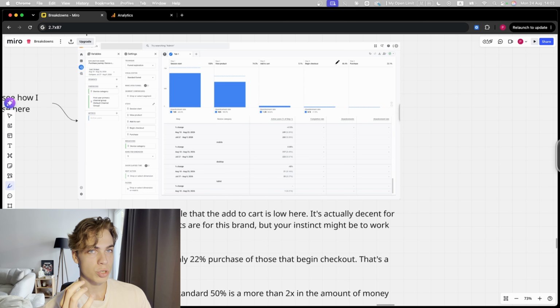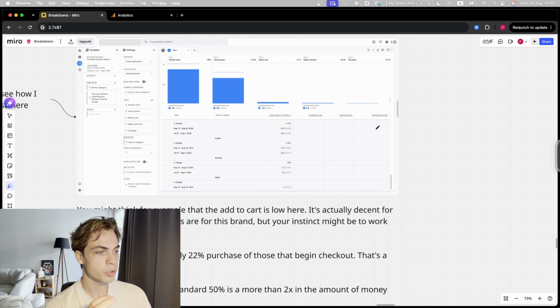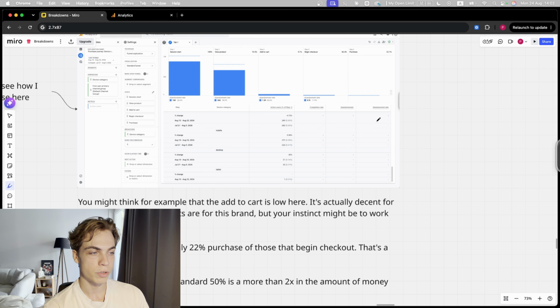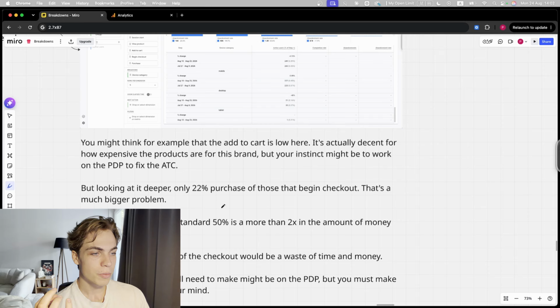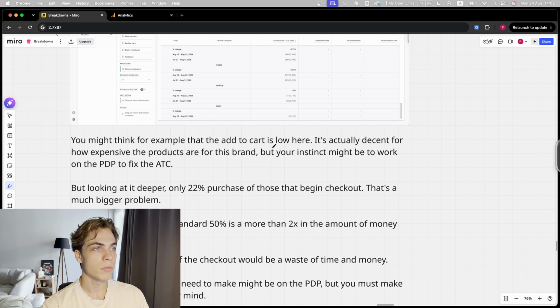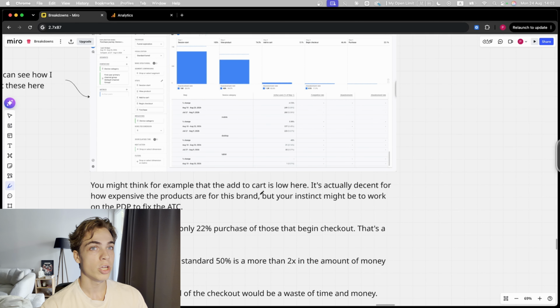So that's actually a much bigger problem. But getting this purchase rate to the more standard 50%, for example, would be more than doubling the amount of money they're making. Even increasing it by 10%, that is going to instantly increase the amount of money they're making by 10%, right? So fixing the product details page instead of the checkout then would be a waste of money, right? Some of the changes you'll need to make might be on the product details page, but you must make these changes, for example, with the checkout in mind.